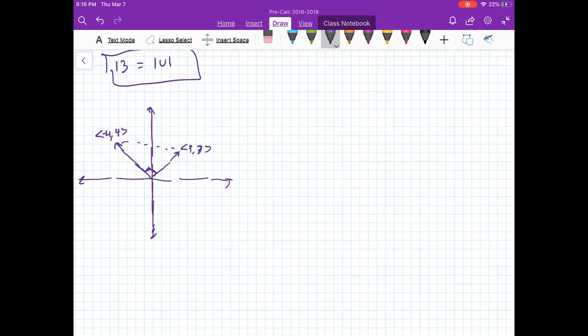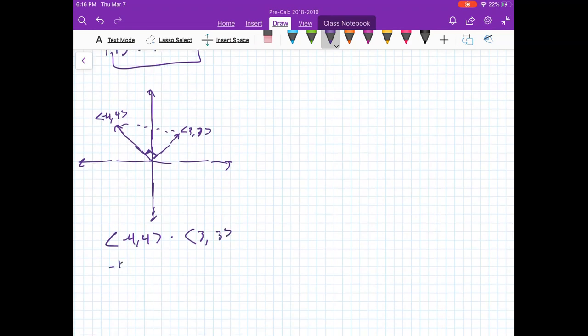Well, if we took the dot product of these two vectors, negative 4, 4 dotted with 3, 3, that would give us negative 12 plus 12, which would just give us 0, which is interesting. And this is a fact that is true about all vectors that come together to make a right angle between them. If the angle between them becomes a right angle, then the dot product of those two vectors will become 0.